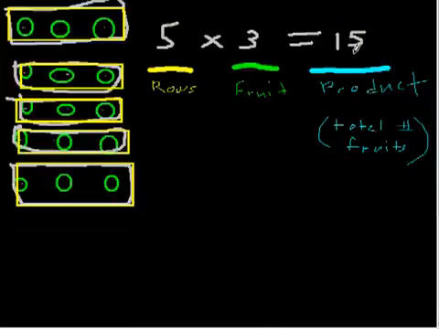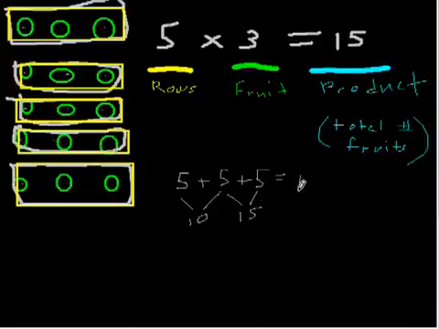So I'm still not fully convinced that my answer 15 is correct. So if I take 5 and add it to itself a total of 3 times, I should come out to the same answer, 15. So I know 5 plus 5 is 10. And I know 10 plus 5 is 15. So my final answer is 15.